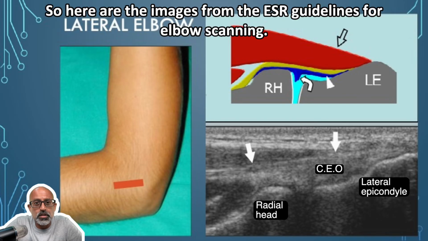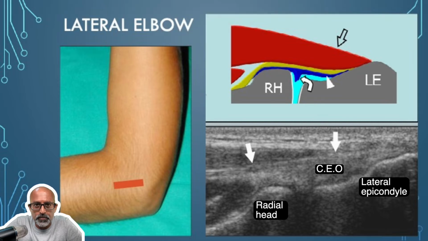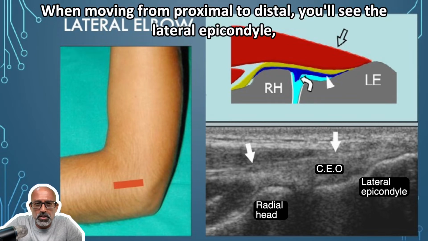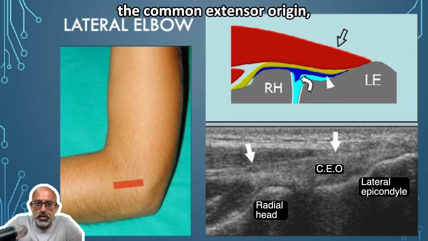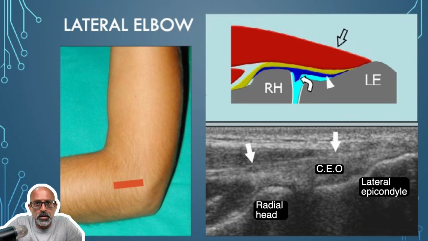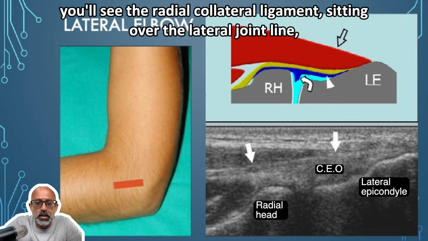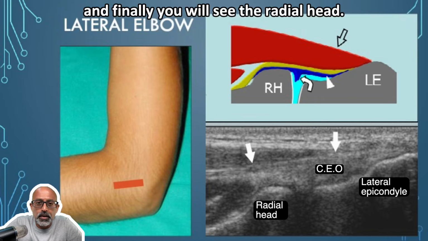So here are the images from the ESSR guidelines for elbow scanning. When moving from proximal to distal, you'll see the lateral epicondyle, the common extensor origin. You'll see the radial collateral ligament sitting over the lateral joint line. And finally, you'll see the radial head.